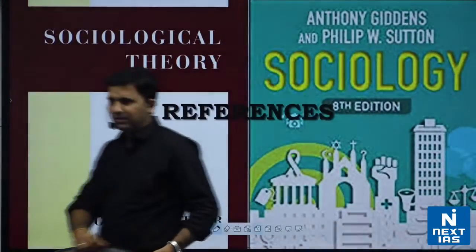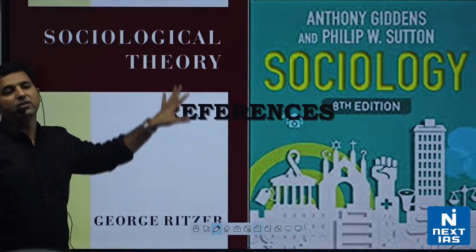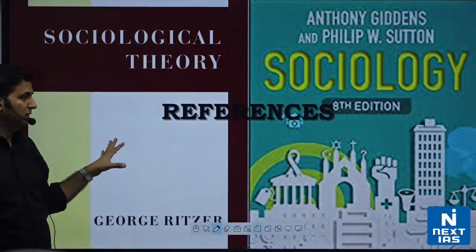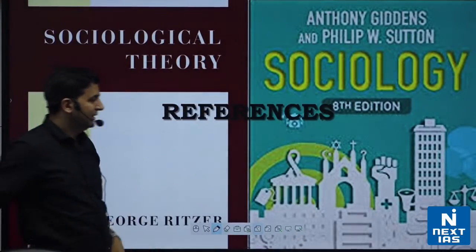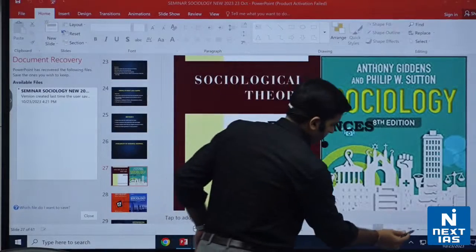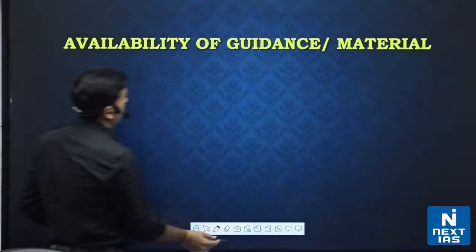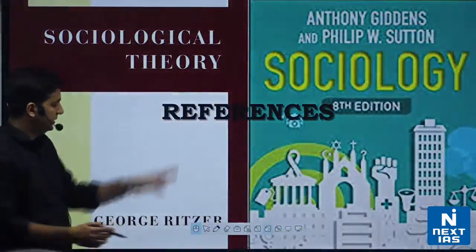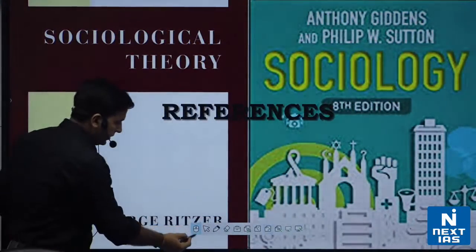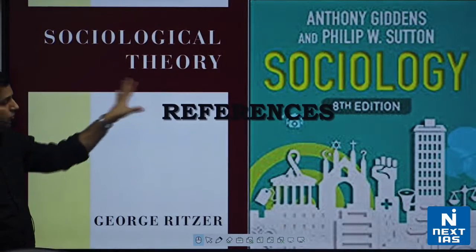So for paper 1, generally I prescribe 2 books, that is Sociological Theory for the thinker portion of sociology, and your second book is Harlambus. So first book is George Ritzer. This is the book by George Ritzer, titled Sociological Theory. It is good for thinkers.